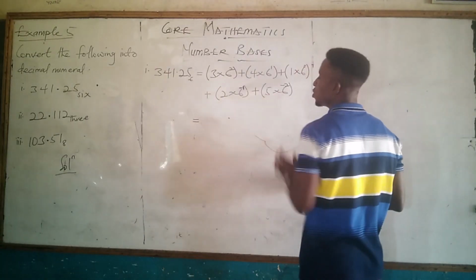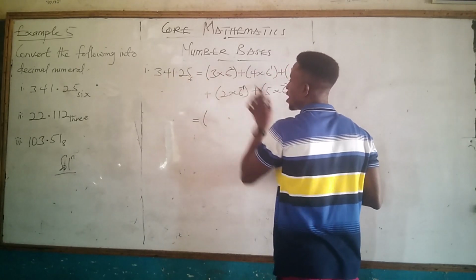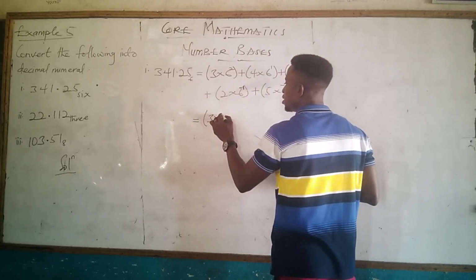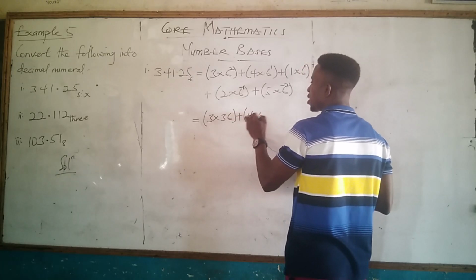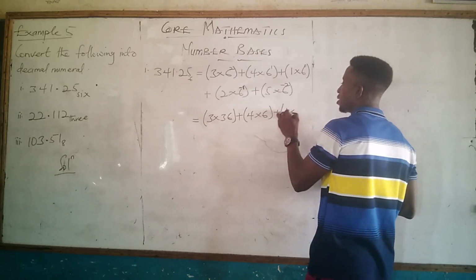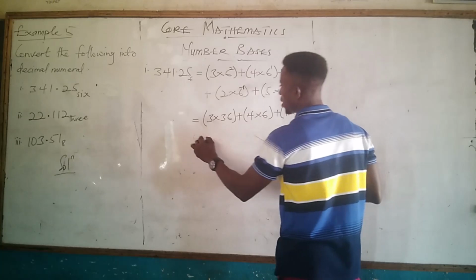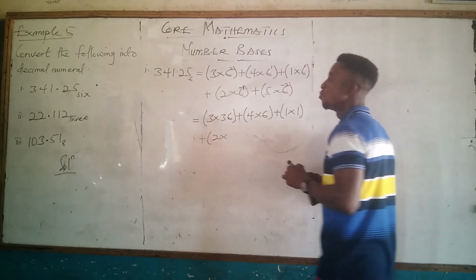So that is that. Now let's proceed. This one is going to get me 3 times that. So I'll have my 3 times 36, then plus my 4 times 6, then plus my 1 times 1. Then I'll have my plus here. Then this one will get me 2 times. Then you put what?